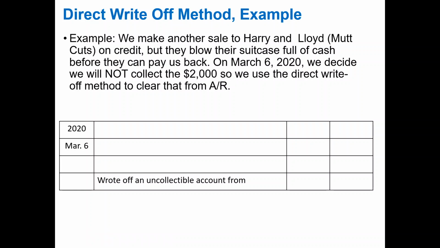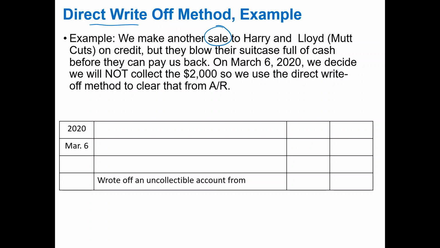Okay, so an example of how this would be done. Here we say that we make another sale to Lloyd and Harry. So we give them another chance and we allow them, Muck Cuts, to buy on credit. But they've blown their suitcase full of cash before they can pay us back. So on March 6, 2020, we decide we will not collect the $2,000 that they owe us from this next sale. So we use the direct write-off method to clear it from AR. So we haven't got an allowance. Obviously, you wouldn't do this within the same company. I'm just following an example. But if you use the allowance method, you would always do it that way. If you only use the direct method, you would do it that way.